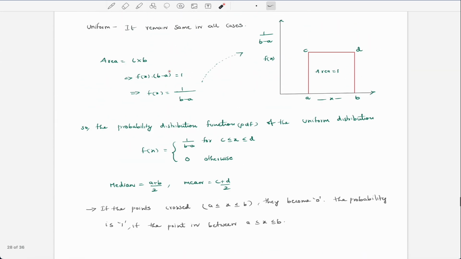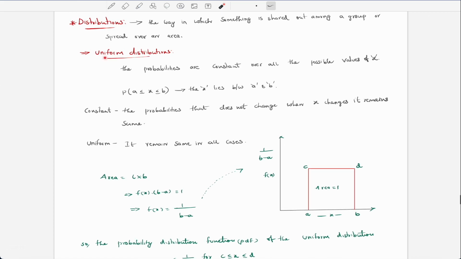At first we have the uniform distribution. What do we mean by uniform distribution? The probabilities are constant here. As the word says, it is uniform. If it is not uniform, then the line is going to look different. If it is uniform, then it will be straight, right?